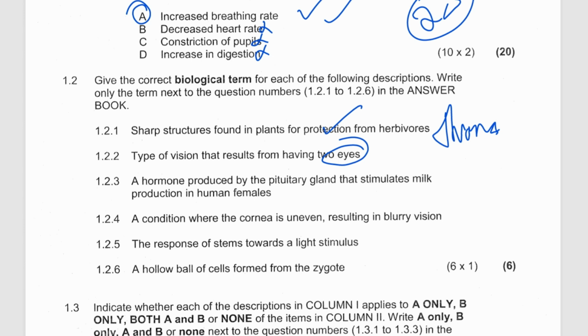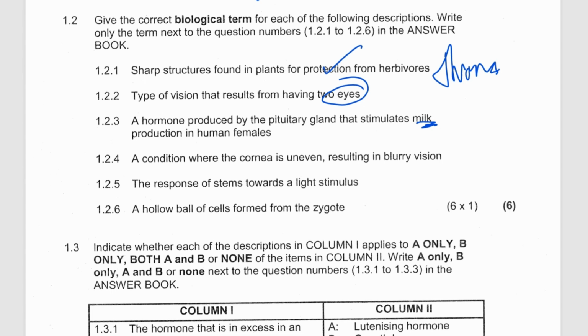If it is depth perception, then you can talk about stereoscopic, but here binocular can also be correct. A hormone produced by the pituitary gland that stimulates milk, we say that it is prolactin. We talked about this yesterday. A condition where the cornea is uneven. Yesterday I was even highlighting this uneven distribution of the cornea. We say that it is astigmatism.